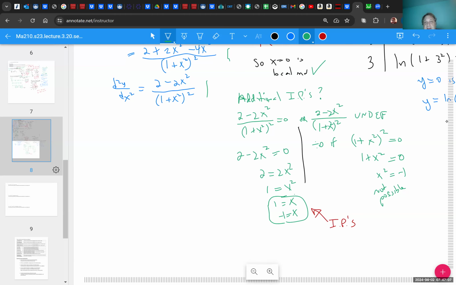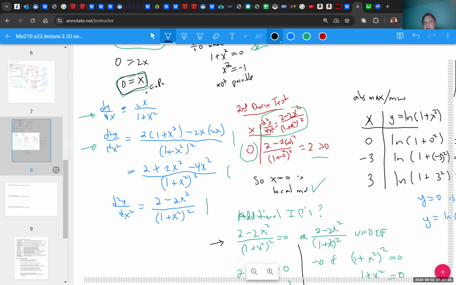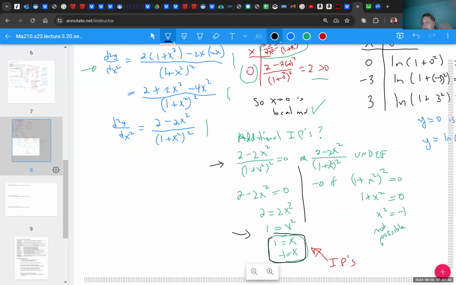Okay, so second derivative equaling 0, I use my algebra to solve this equation here. I did a bunch of simplifying, and I got x squared is equal to 1, which gives me 2 inflection points. 1 and negative 1 are 2 inflection points. Neither of them were a local min or local max. X equals 0 was the only local min or max. It was a min. So these are definitely inflection points because they can't be anything else.